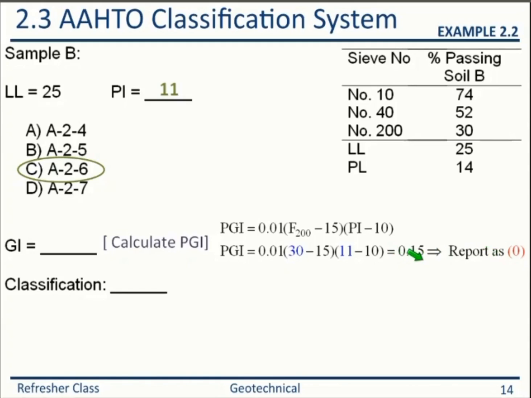It has to be presented as a whole number, right? If it was 0.51 or 0.5, we would report 1. But it is less than 0.5, so we'll report it as a 0, because this value is 0.15. Therefore, your answer should be A-2-6 with parenthesis 0. PGI, partial group index, is 0.